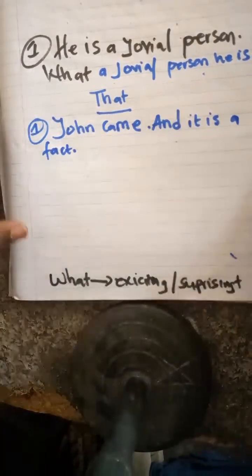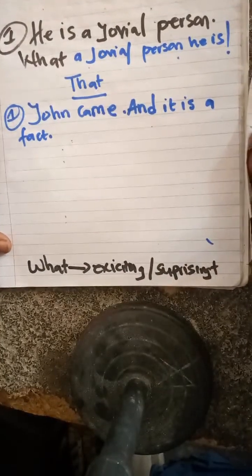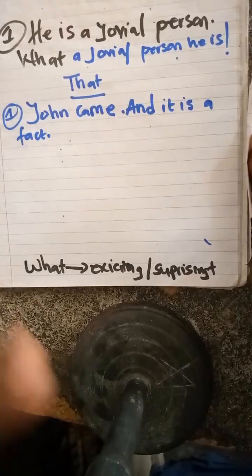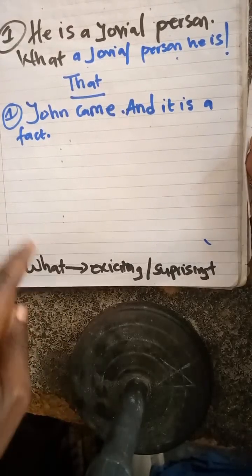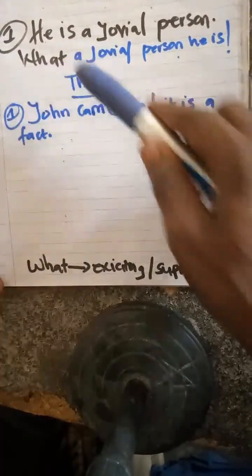So don't forget our formula. Whenever you're writing a question that begins with the word what, start first with something exciting or surprising, then just continue with the exact result of the sentence, the way it is on its results part.